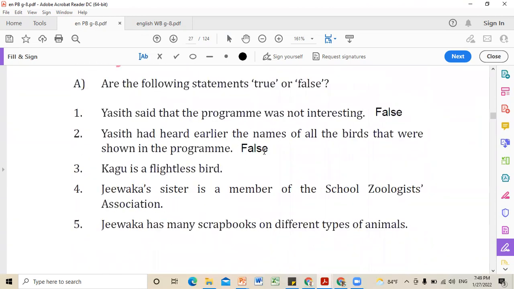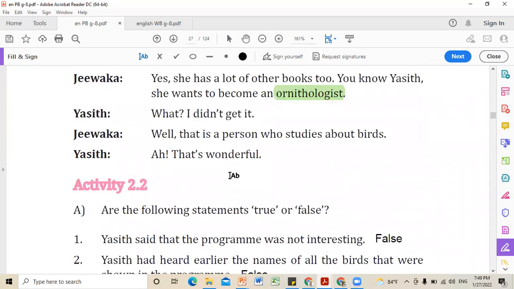So we have to select it as false. Right. Third one: Kagu is a flightless bird. Is this correct or wrong?